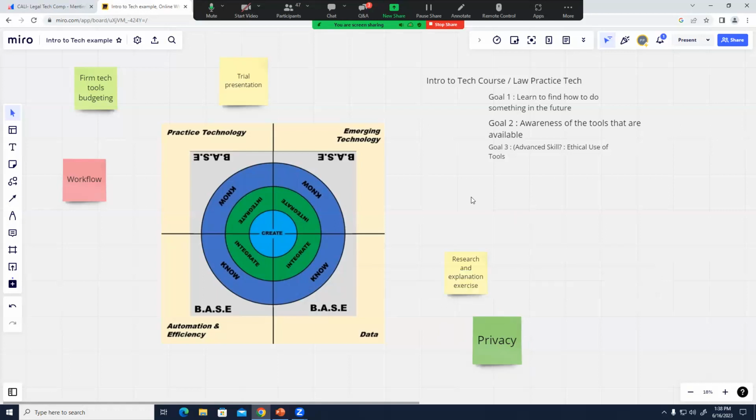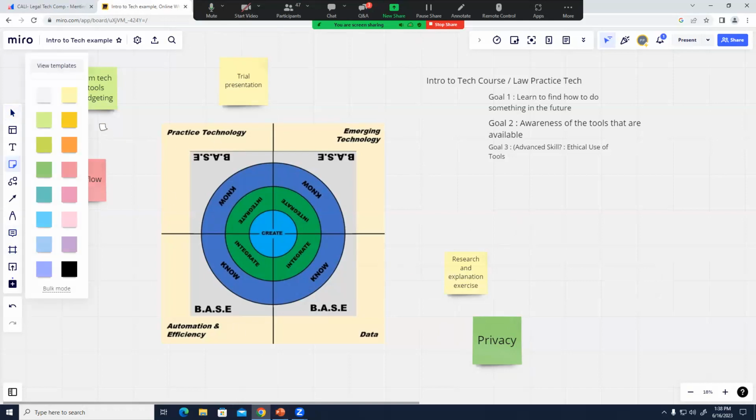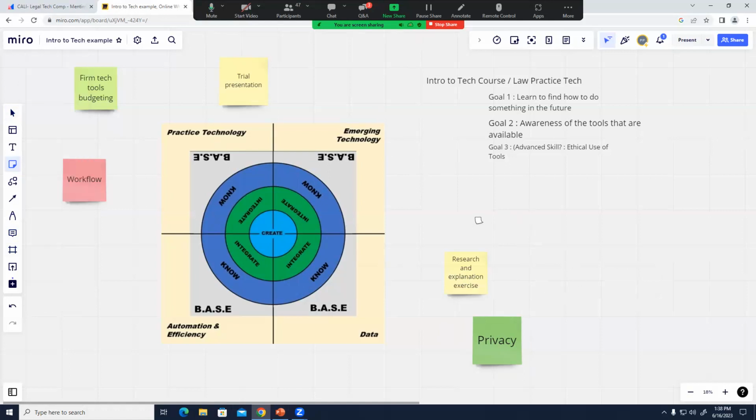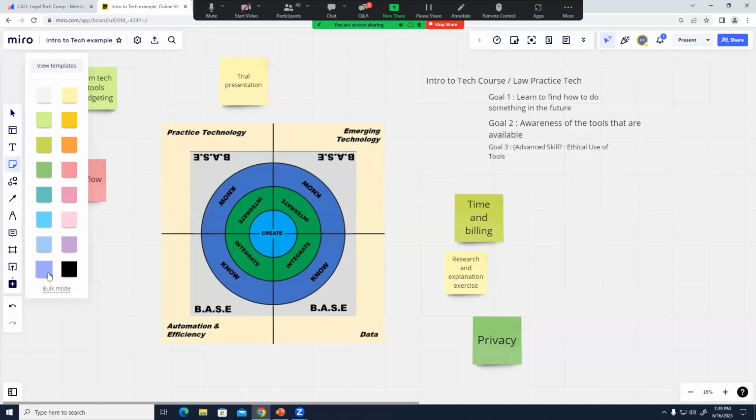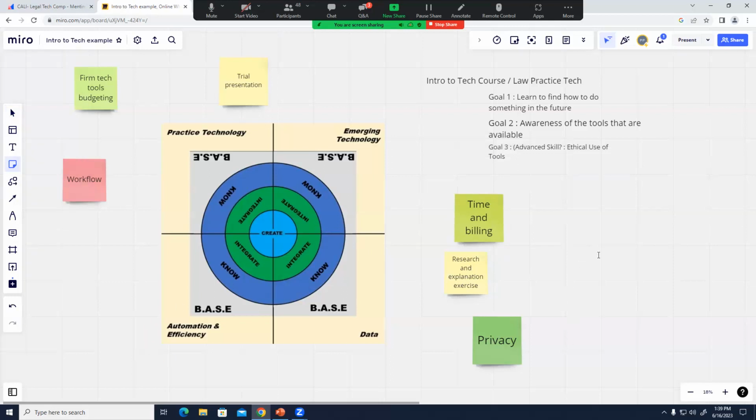What about our ethical goal? Time and billing. Okay. Want to pay back those student loans? All right, time and billing and cybersecurity. All right, so we've got, let's pick a nice blue one.